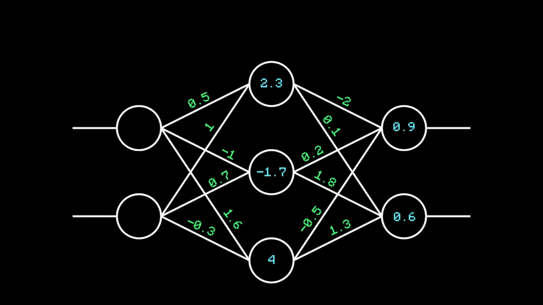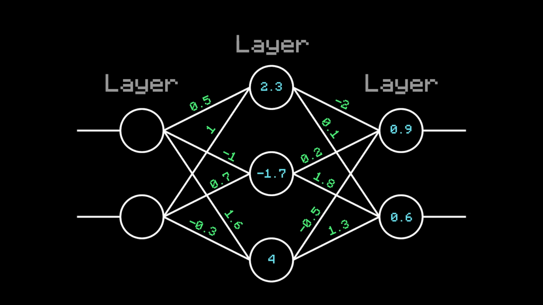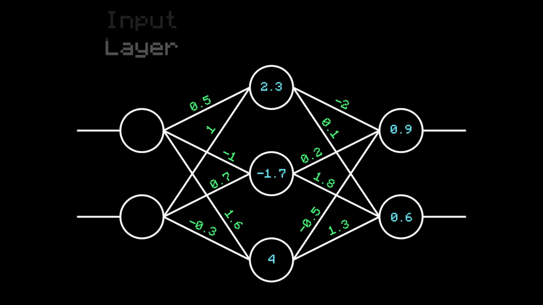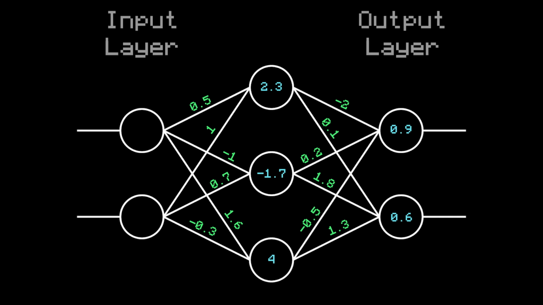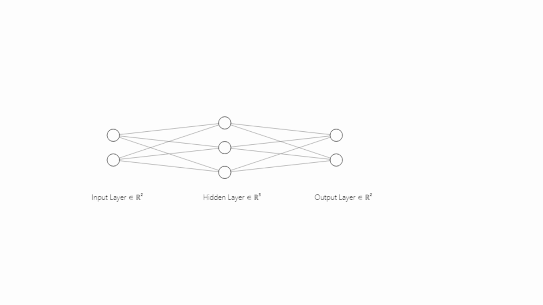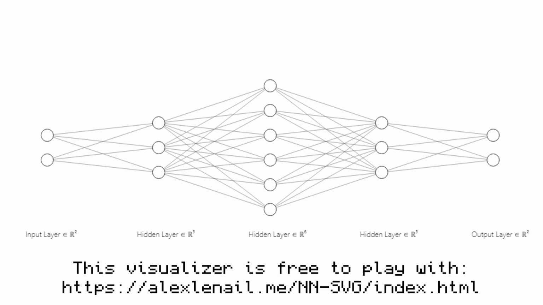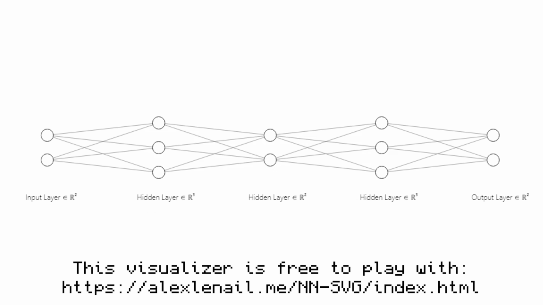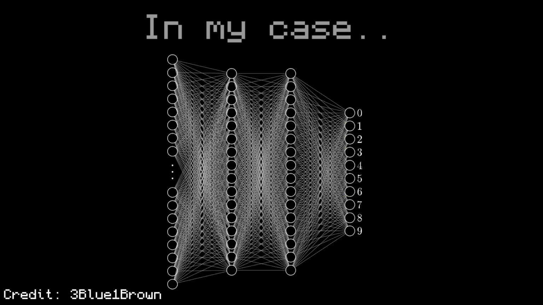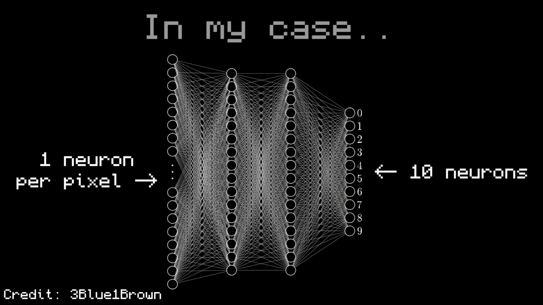Every column of neurons is called a layer, and these layers have special names. The first one is the input layer, the last one is the output layer, and anything in between is a hidden layer. In general, you can have as many hidden layers as you want, and within any layer, you can have as many neurons as you want. So there's a huge variety for what an MLP can look like. In the case of handwritten digit recognition, the input layer has as many neurons as there are pixels in the image, and the output layer has 10 neurons.